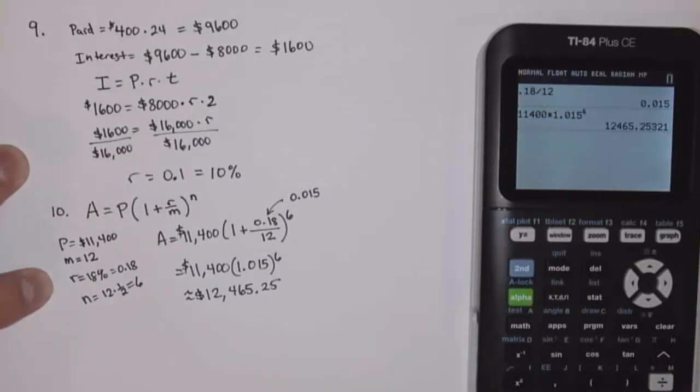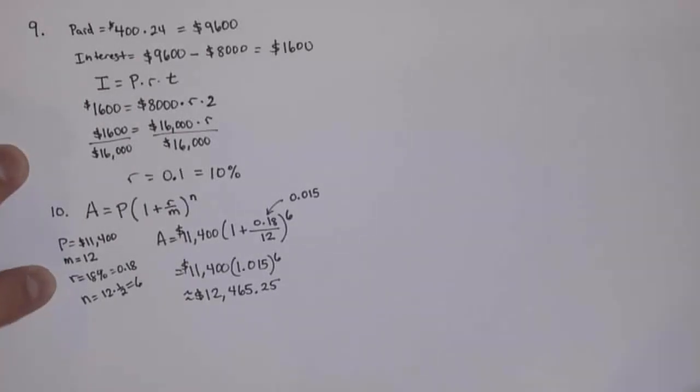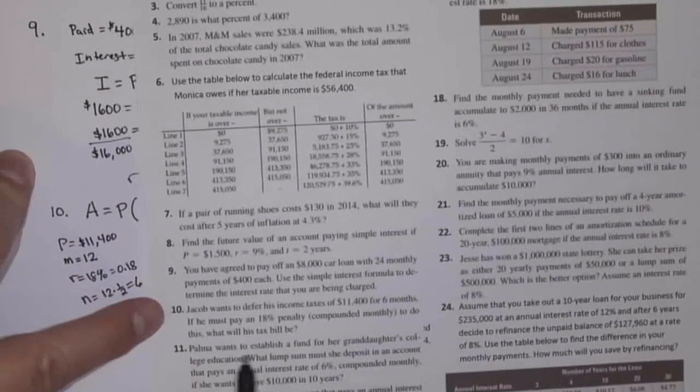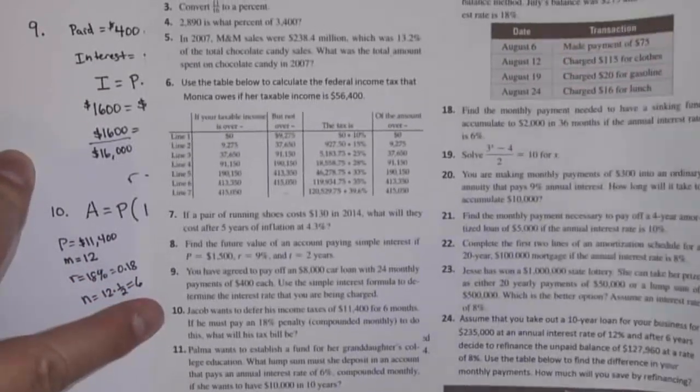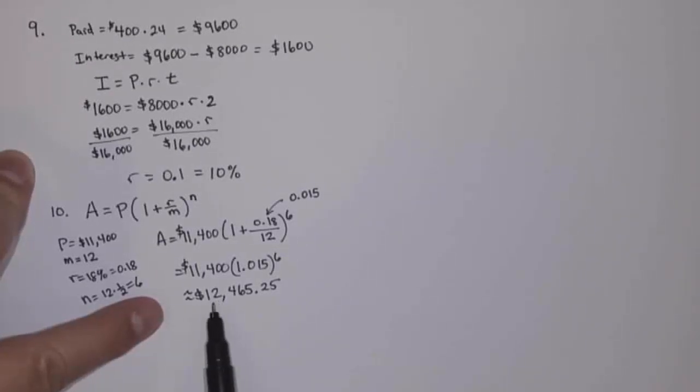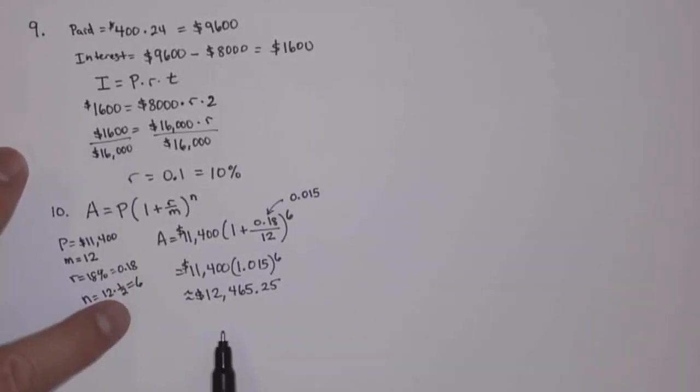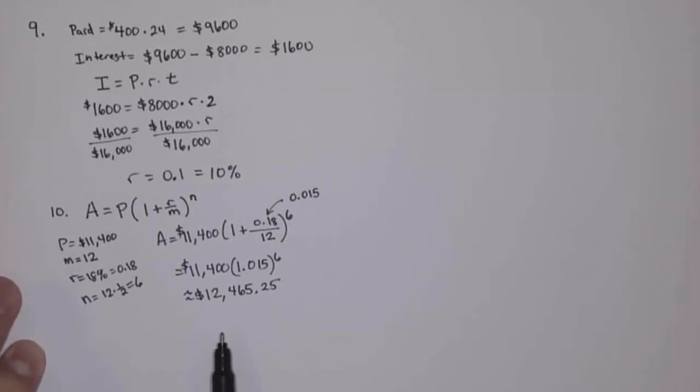$12,465.25. So our question was, again, what will his tax bill be? So 6 months from now, his tax bill will be $12,465.25. So by waiting 6 months, his taxes have gone up by a little over $1,000. Well, his taxes didn't so much go up, but his penalty, he has to pay a pretty substantial penalty for that. Let's take a look at number 11.